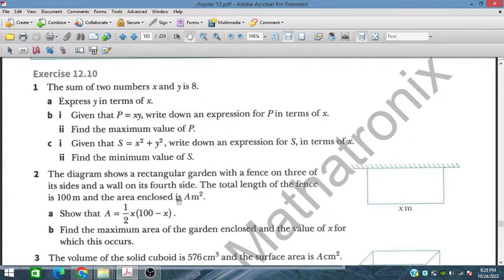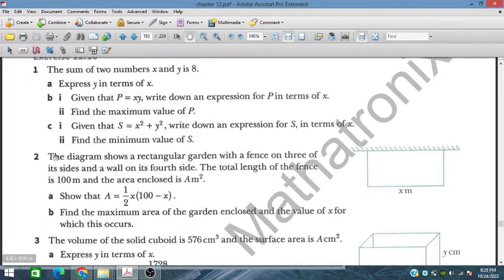And the area enclosed is A meter square. Show that A is equal to half x into 100 minus x. Find the maximum area of the garden enclosed and the value of x for which this occurs. So we have to find the total area of the garden, and first we show that the area is equal to half x into 100 minus x, and then find the maximum area.